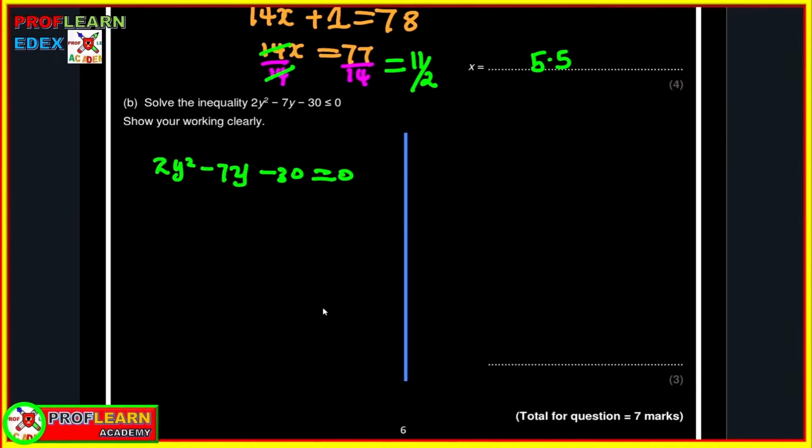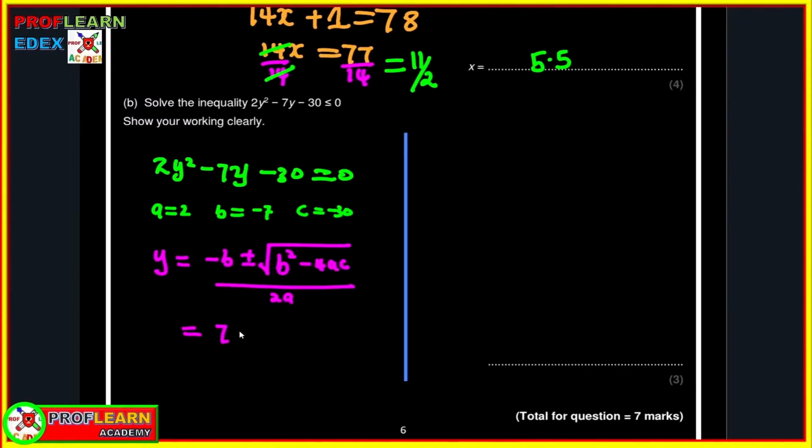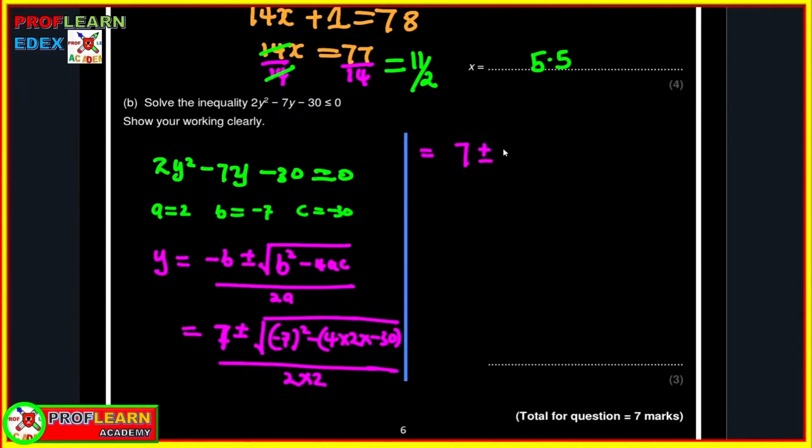So let's proceed. At this point, you can use the quadratic formula in order to work it out. And let us identify our a is 2, our b is -7, and our c is -30. Now, applying the quadratic formula and substituting everything that we are given here, it means we can get the value of y to be equal to what?